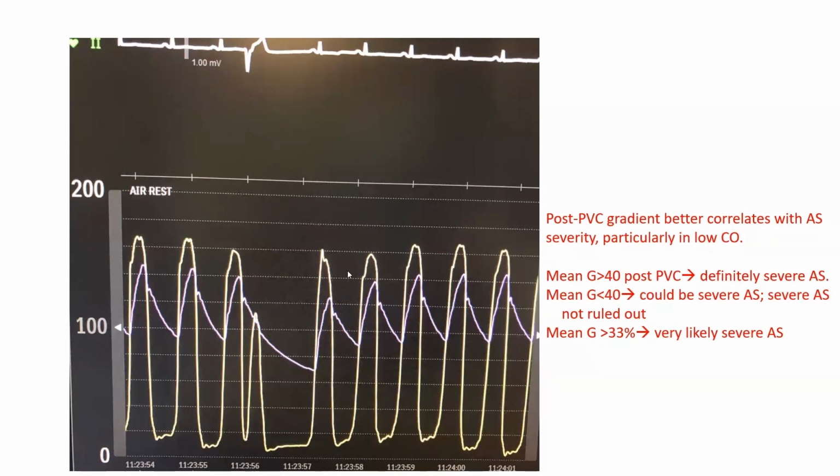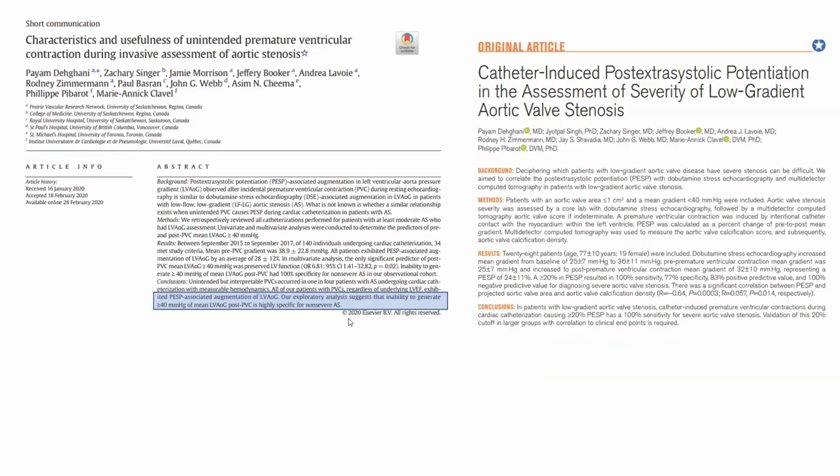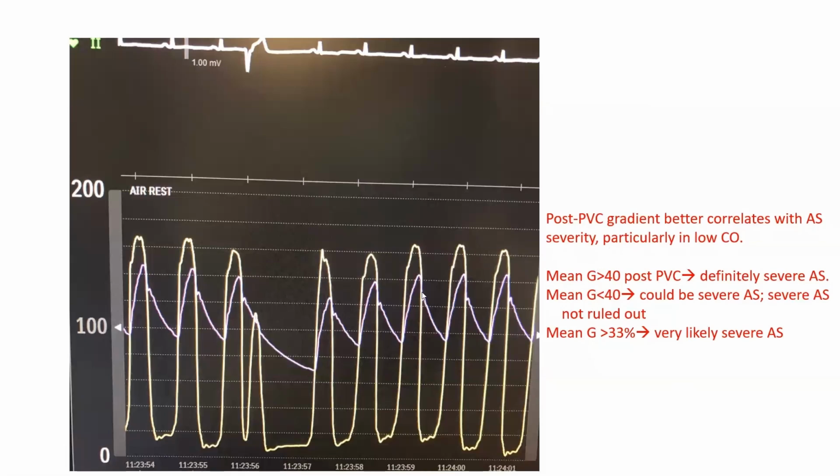So how do you increase the flow? Post-PVC. In the cath lab, just inducing a PVC and seeing what happens to the gradient can help you confirm whether the AS is severe or not. This has been quantified by two papers, and the bottom line is this: look at the post-PVC gradient.